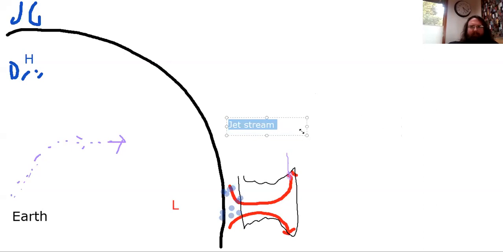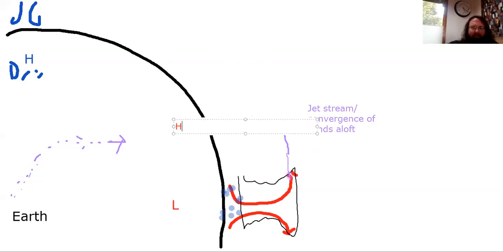We have this sort of convergence of winds aloft. Now, if you remember from the previous lecture, when you have winds aloft converging, this is going to lead to a high pressure. You're going to get sinking air. So we're going to put a little H right here.